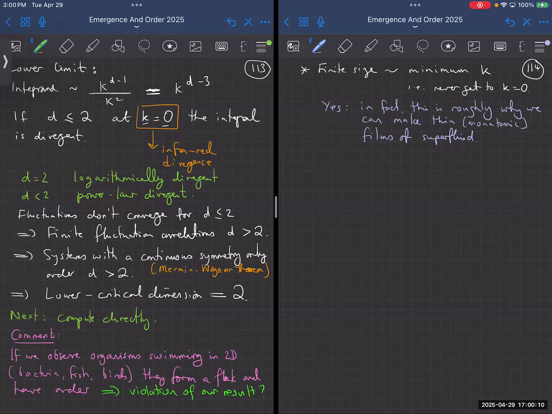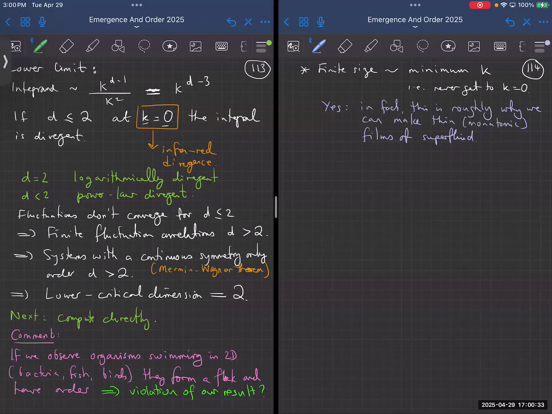Just a question about this finite size thing, but you will never see a phase transition. You never see a phase transition in a finite system anyway. That's right. But the Mermin-Wagner theorem requires finite range, and it requires an infinite system. So we haven't, strictly speaking, violated it if you have a finite system.